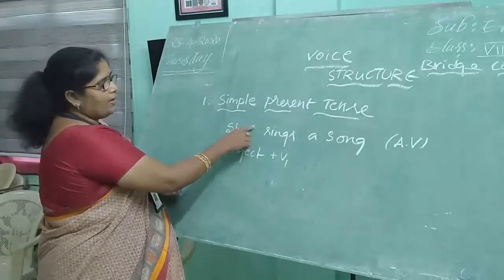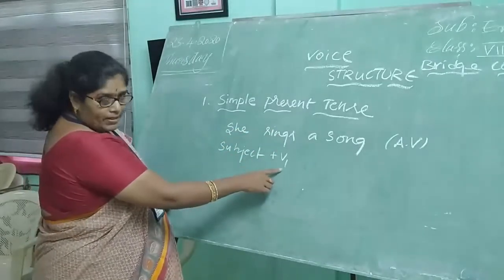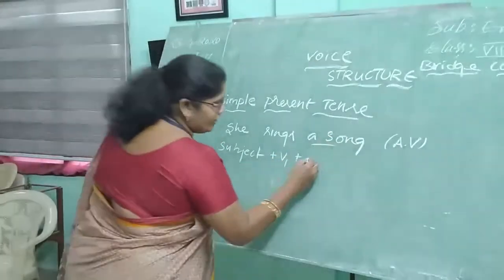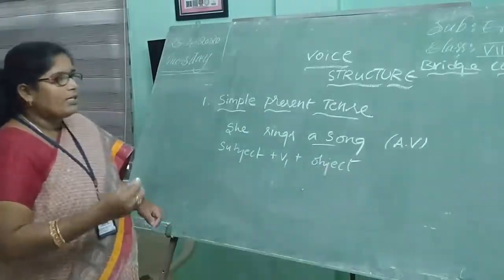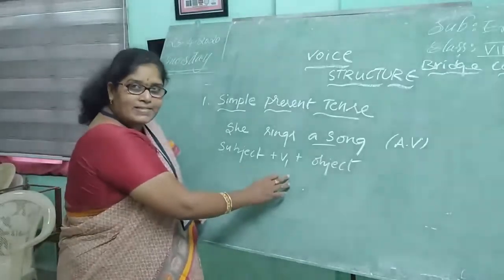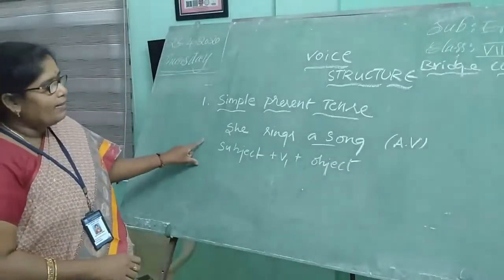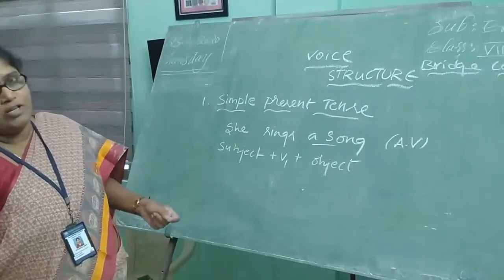The structure of simple present tense is subject plus V1 plus object, and the object is a song, that is the object, children. So the structure of simple present tense is subject plus V1 plus object. Now let me change this active voice simple present tense sentence into passive voice, children.